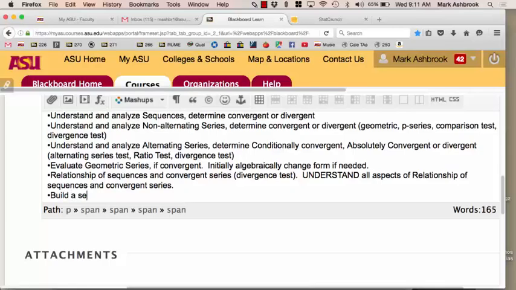build a series for a function related to the form a divided by 1 minus r. So we spent a couple days on that, and then you just had your web work due today for that.